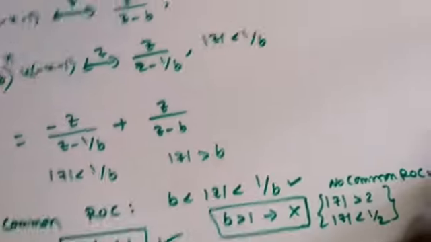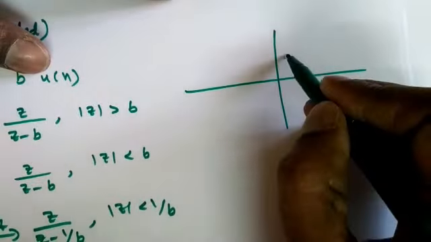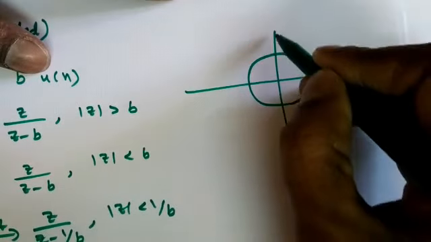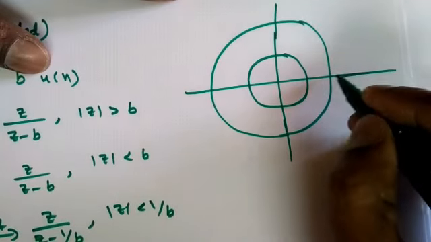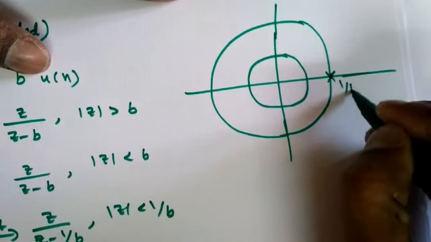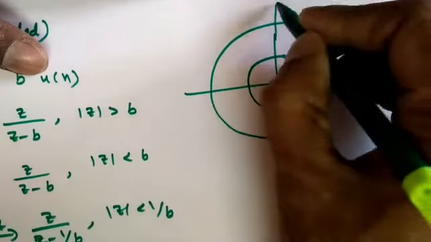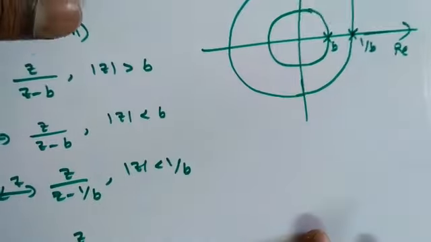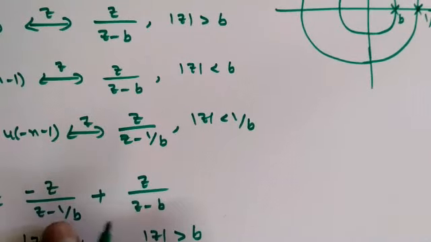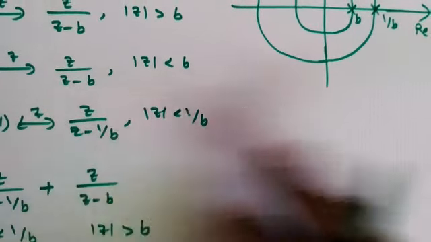And how to represent this ROC? See, we'll have two circles, one smaller and one larger, and we will have two poles. The larger one is 1 by b, the smaller one is b. This is the real part, this is the imaginary part, this is the z plane. So there are two poles, z equal to 1 by b and z equal to b, which I have represented. I am not representing the zeros because they do not have any role.